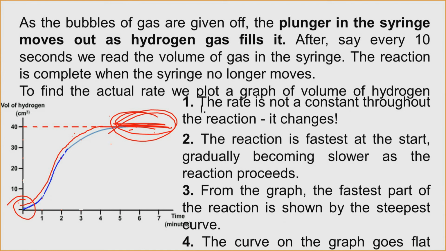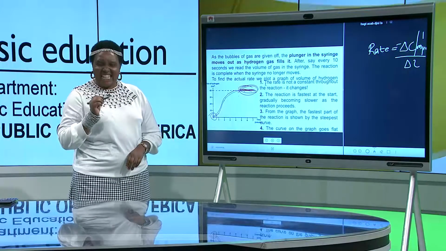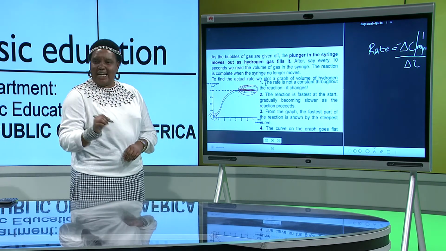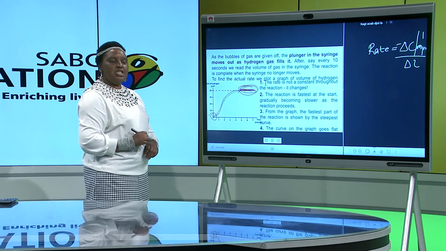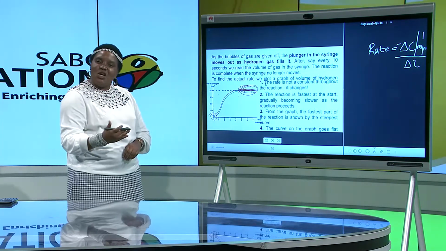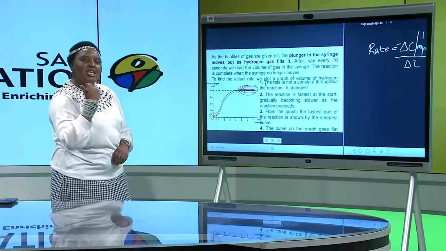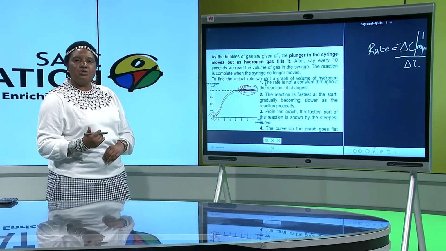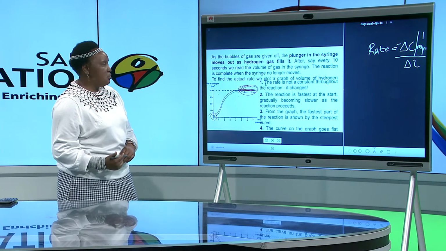And for all the two graphs, grade 12, they're not a straight line graph. The fact that they're not a straight line graph means the gradient, which is the rate of reaction, is not constant. So the gradient, which is the rate of reaction, will keep on changing depending on the concentration that you have.